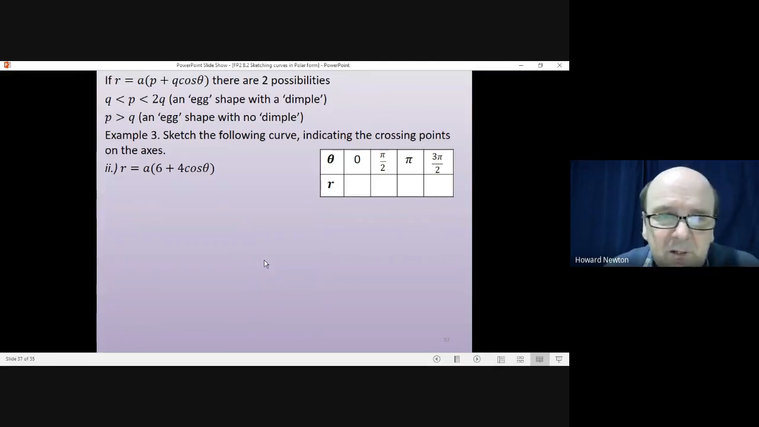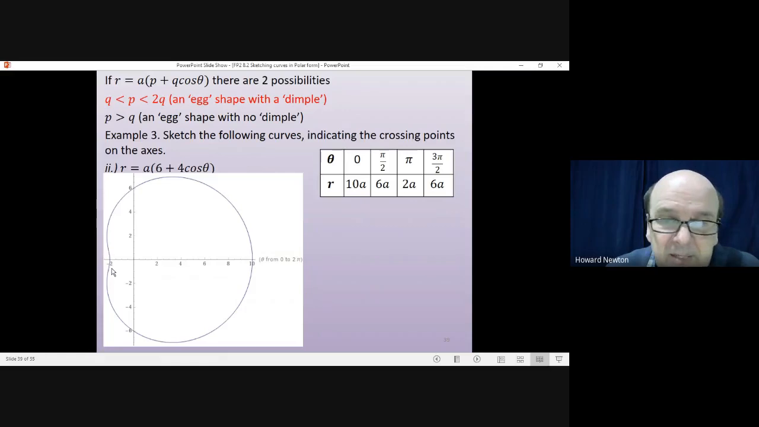Okay, let's have a look. So as we said, the values in the table are all multiples of a: 10a, 6a, 2a, and 6a. This time 6 is bigger than 4, and it is less than 8. So we will get a dimple this time. And it'll look something like this.